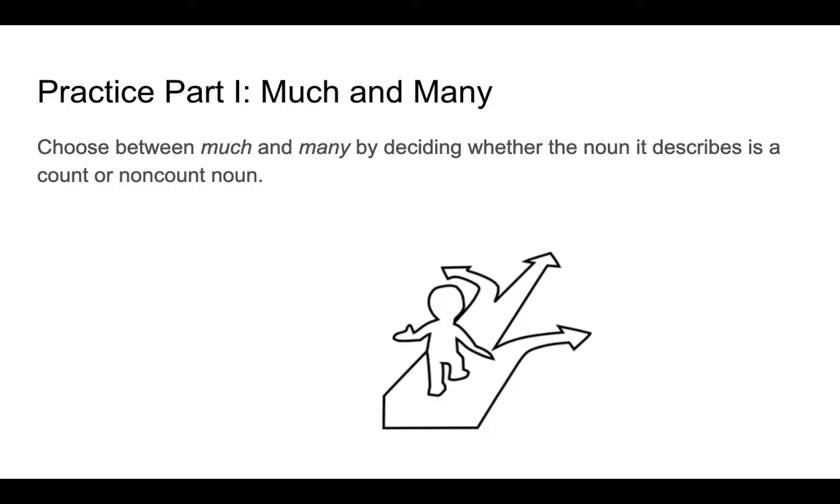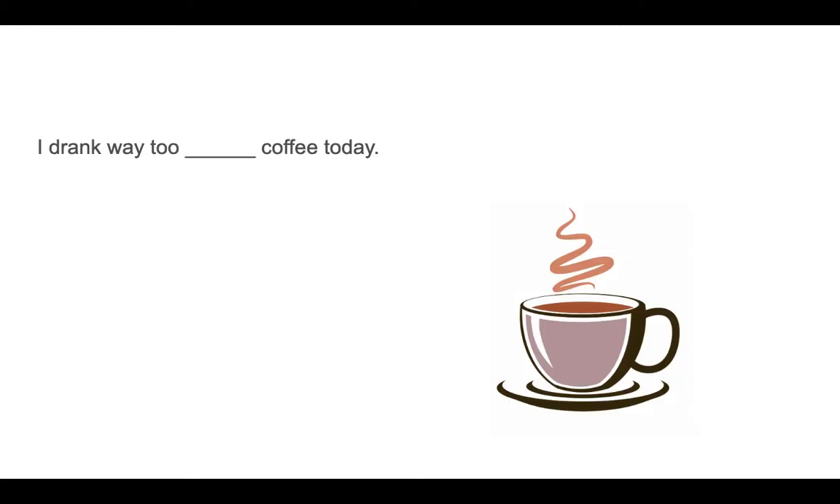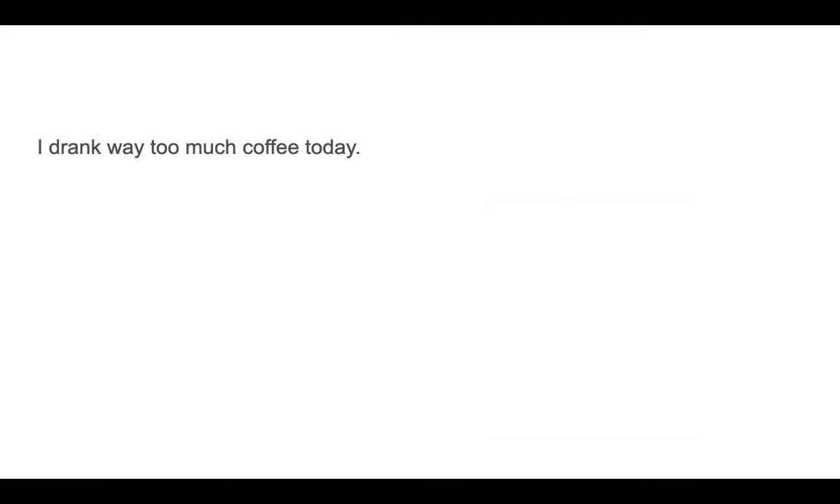All right, so now that we've covered all those major ideas about count and non-count nouns, let's do a little practice. In this first section, you just need to choose between much and many. Much. I drank way too much coffee today. Coffee is a non-count noun. And the reason for that is because it is going to be an indefinite quantity of something. If I were to say something like cups of coffee, then I would use many. That would be a count noun, cups. But just coffee, that's a non-count noun, too much.